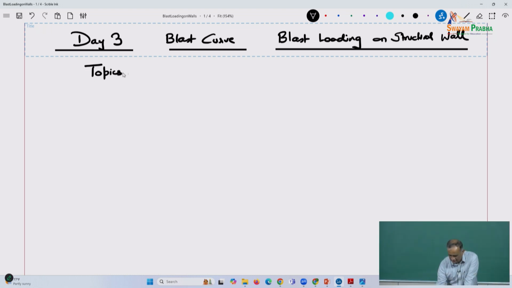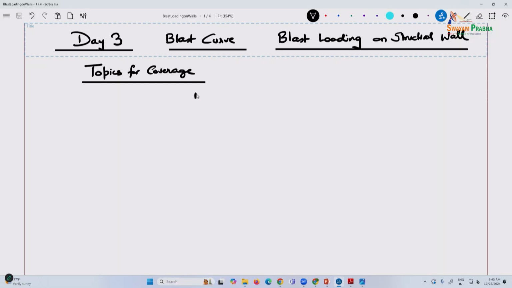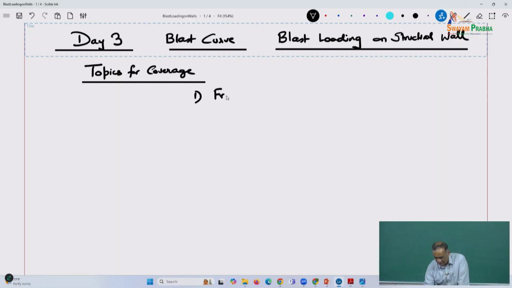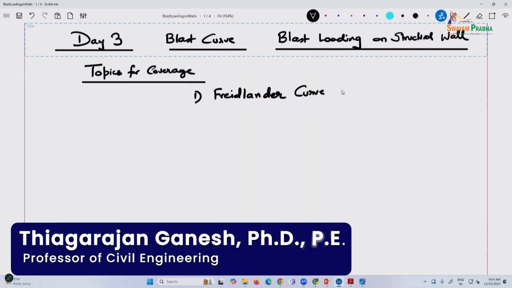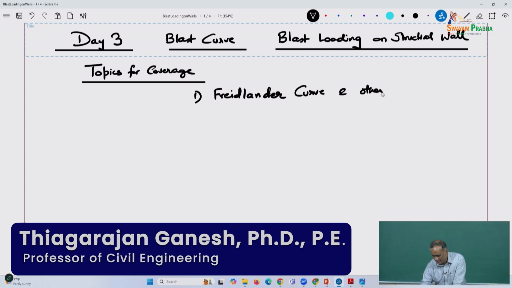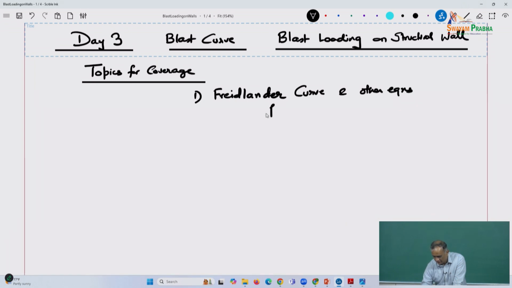So, an idea of what we will cover today, we are making slight changes. Things we'll look at is what is known as the Friedlander. I hope the spelling is correct. So, this is sort of the basis for a lot of things that we do in blast. The one you saw yesterday, the blast curves, the Friedlander curve and other equations. This is for blast loading. I'll give you some examples.